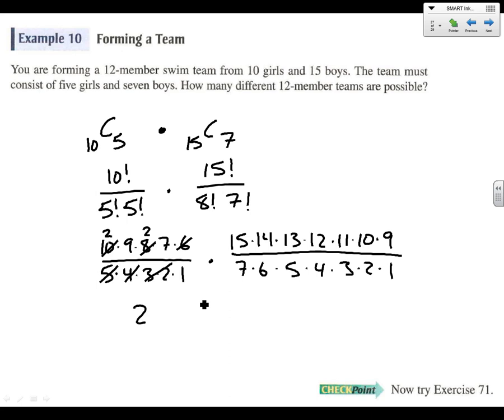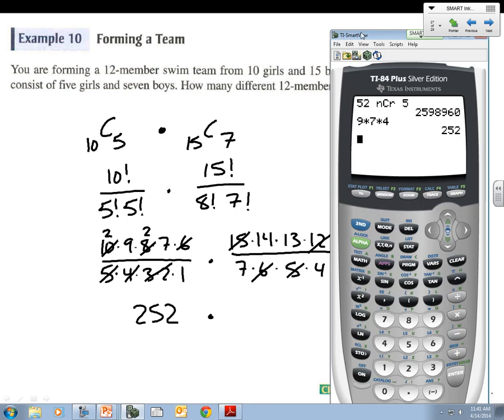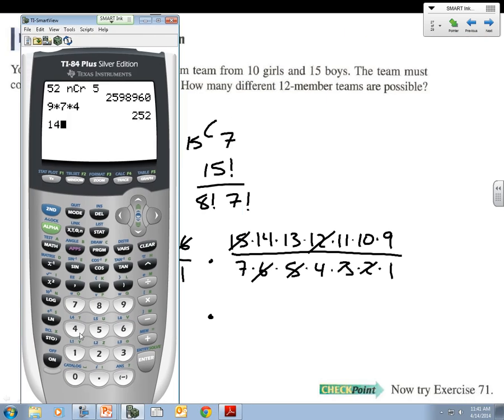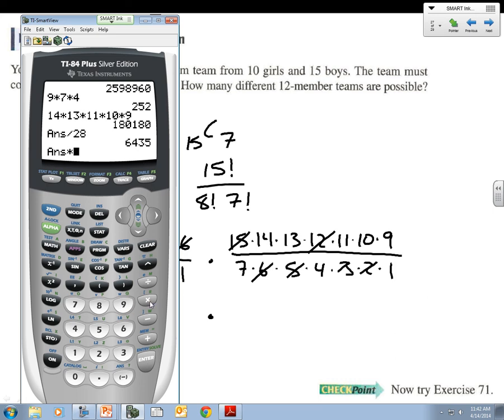252, times 5 times 3 goes into 15. And let's see, 6 times 2 would get me to 12. And that seems to be everything that's easy so far. So, calculator. 14 times 13 times 11 times 10 times 9 divided by 28, 7 times 4 in the denominator. 6435, let's times it by 252.